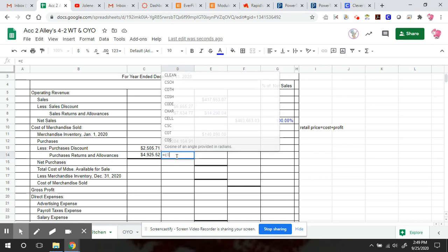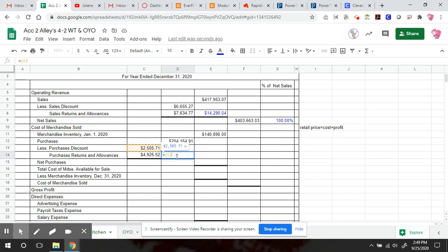C13 plus C14. So this gives us our grand total of adding the discounts and the purchase returns. That's what that is. Now we take our purchases minus all of this stuff. So this cell will be our net purchases. We have to subtract it to find out what this dollar amount is.